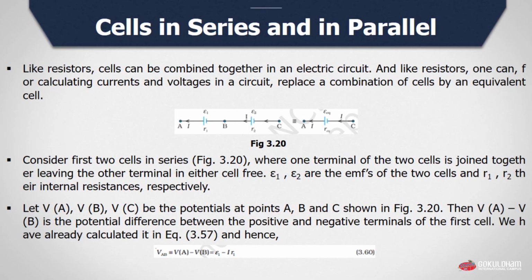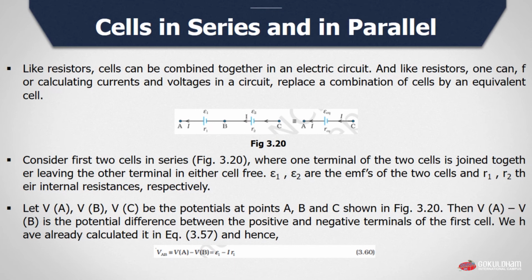Like resistors, we can also combine cells in an electric circuit, and like resistors, for calculating currents and voltages in a circuit, one can replace a combination of cells by an equivalent cell. Consider first two cells in series, figure 3.20. Two cells are connected in series when one terminal of the two cells is joined together, leaving the other terminal in either cell free.